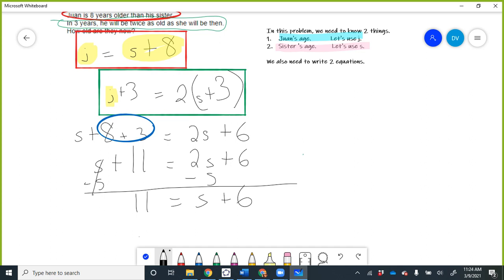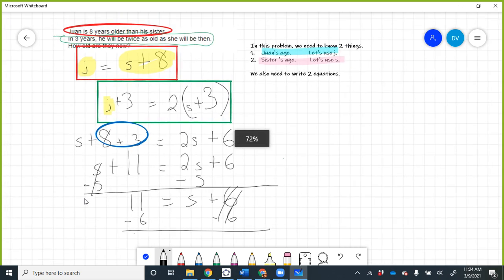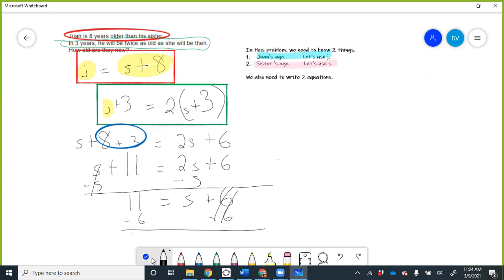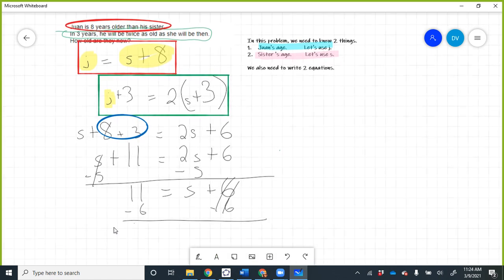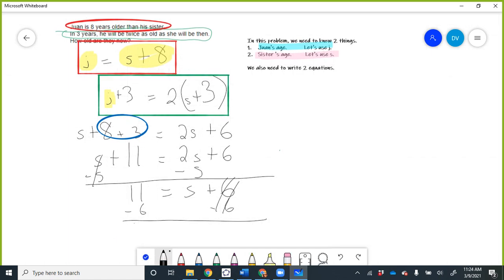Now to get S by itself, we want to do the inverse of what I've already done. I've added a 6. The inverse of that would be subtracting 6. So we want to do that to both sides. We want to subtract 6 on that side and subtract 6 on that side. And these will simplify, and we'll be left with 11 minus 6, which is 5.